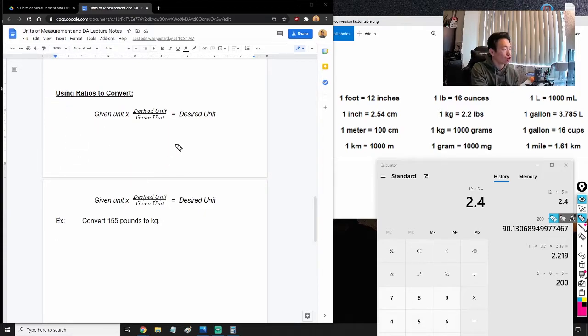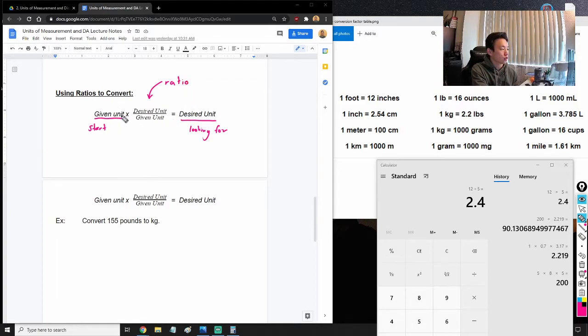When you're looking for a unit and you're trying to change it into another one, you want to write what you start with. This is your starting unit, your given unit, and then you want to end up with the desired unit. This is basically what you're looking for. Okay, and the way that you do it is with this kind of fraction, a ratio. We talked about this a second ago.